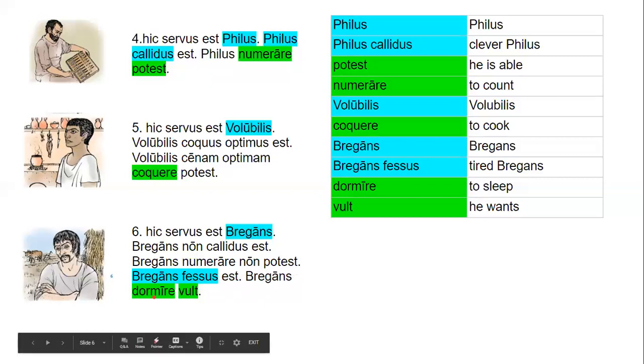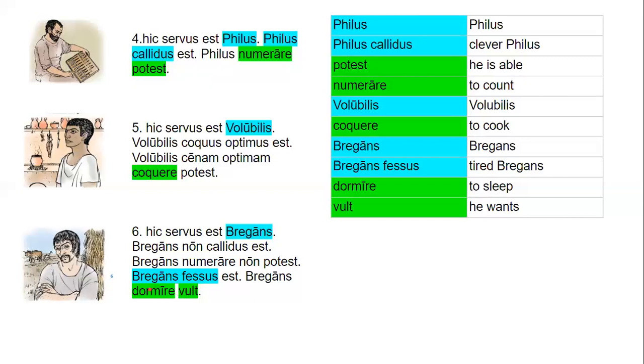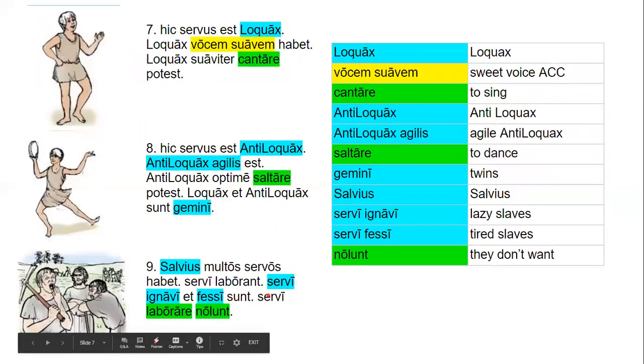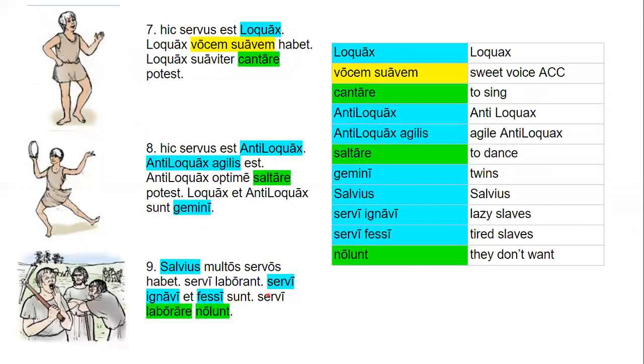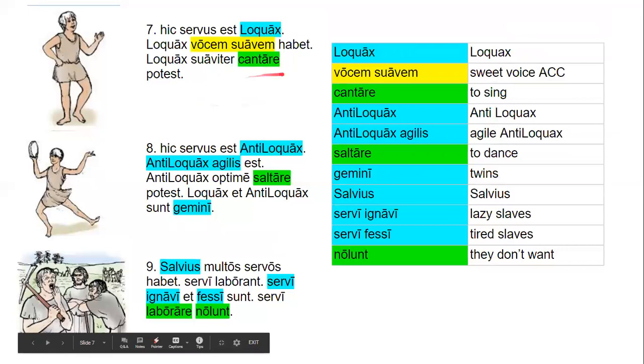Bregans dormire volt. So here we go. Our main subject is Bregans. Volt is our main indicative verb, and dormire is our complementary infinitive. So Bregans wants to sleep. All right. Here we go. We've got a couple more slaves here. These guys are funny. I've always liked these two. They remind me almost like something out of Dr. Seuss. So hic servus est Loquax.